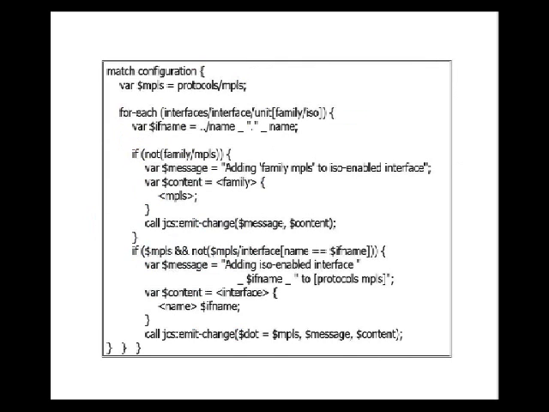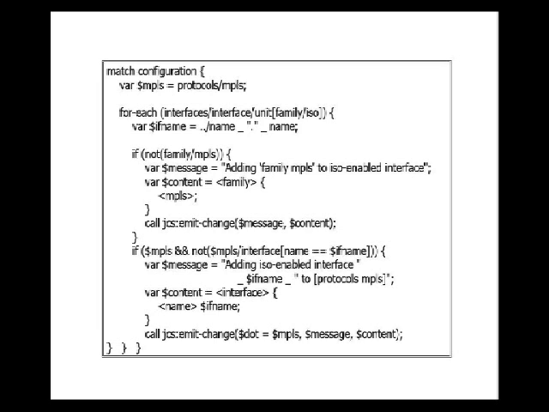So here's the script. We use an alternative syntax for XSLT called SLAX. The script starts by matching on the configuration tag. It pulls into a local variable a reference to the protocols MPLS statement, and then for every unit that matches the XPath from the previous slide, if MPLS is not configured, it sets a variable called message, a variable called content to add the family MPLS statement, and then it calls emit-change, which will do the work of actually emitting the XML.